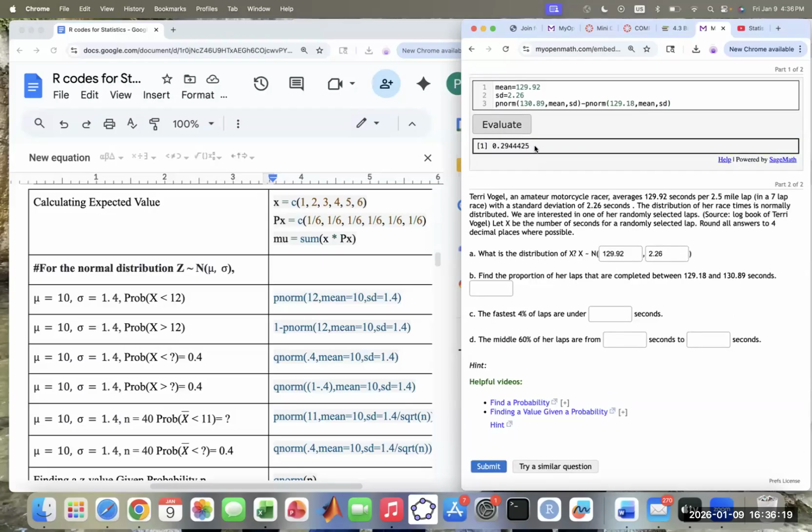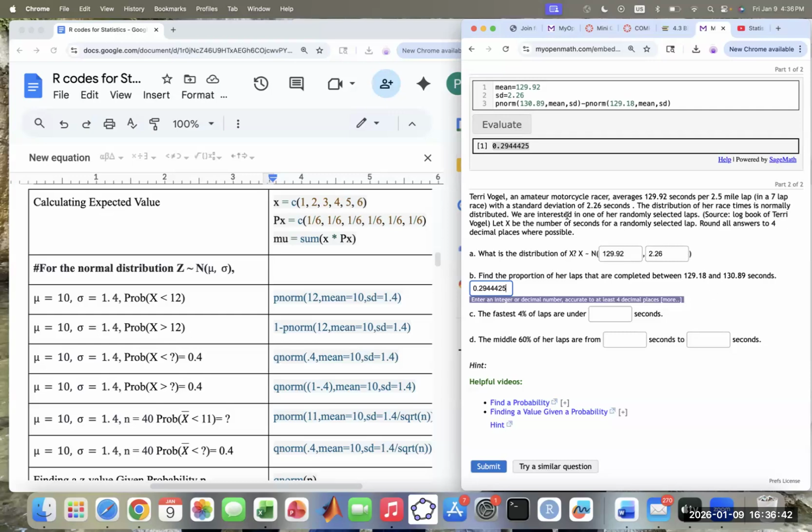I will have the answer in this one right here. So I'm going to copy this and put it right here. That's the probability that her lap would be between those two numbers, so roughly 130 seconds per lap. That's what she did on the 2.5 mile lap right here.